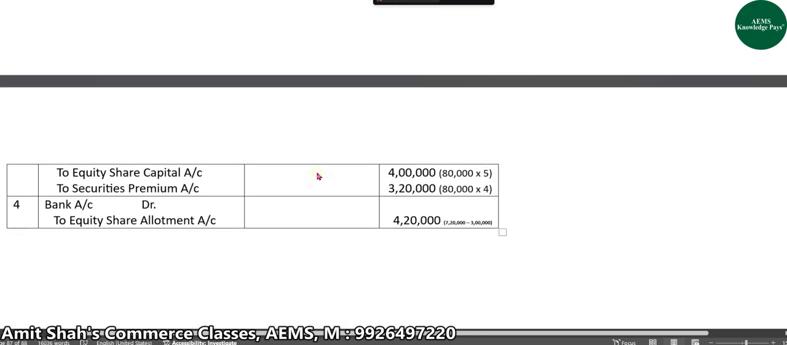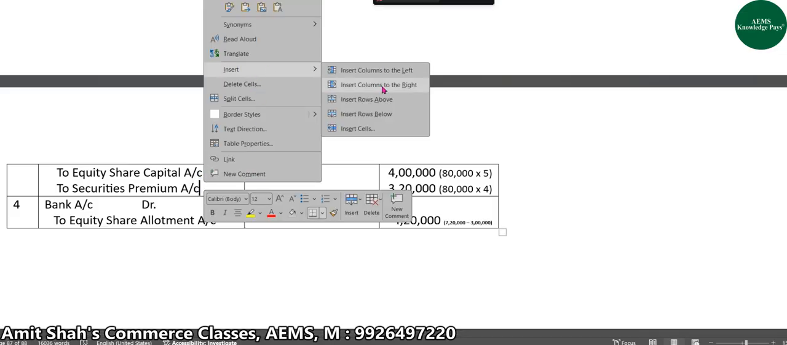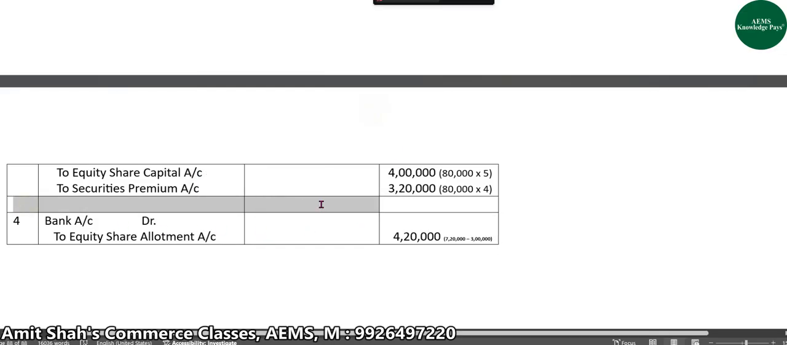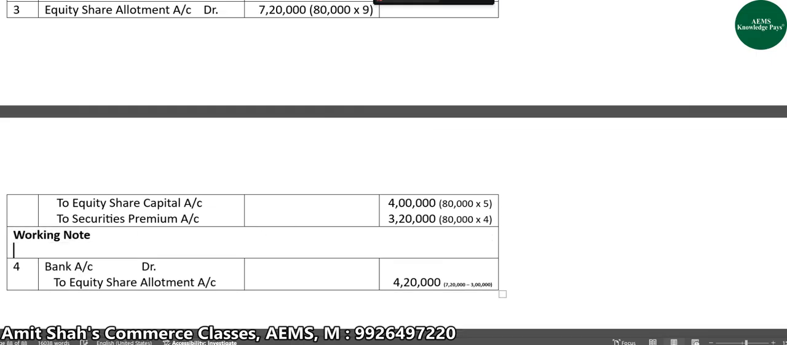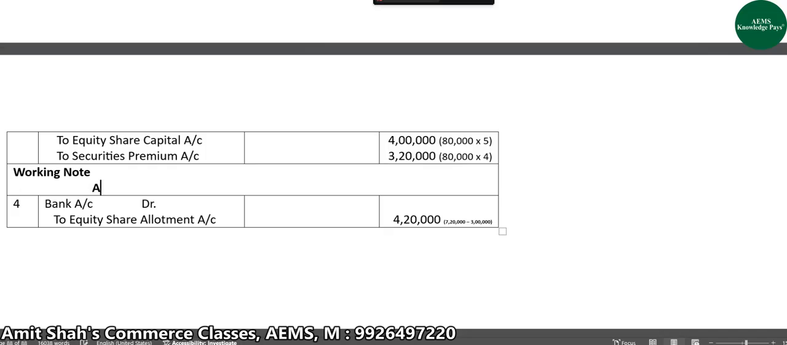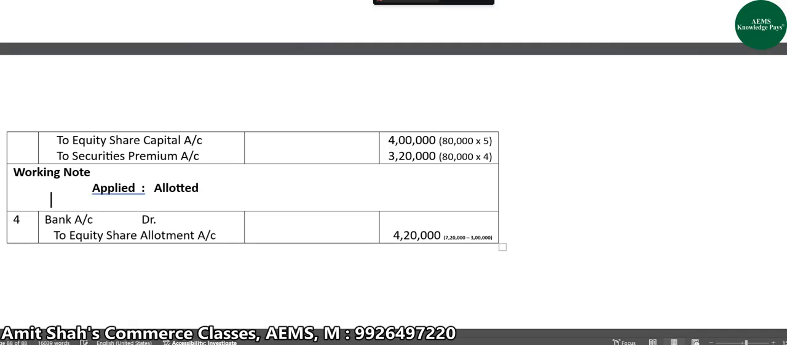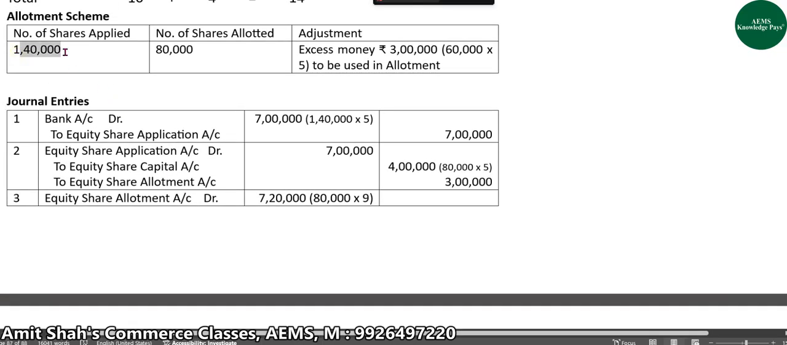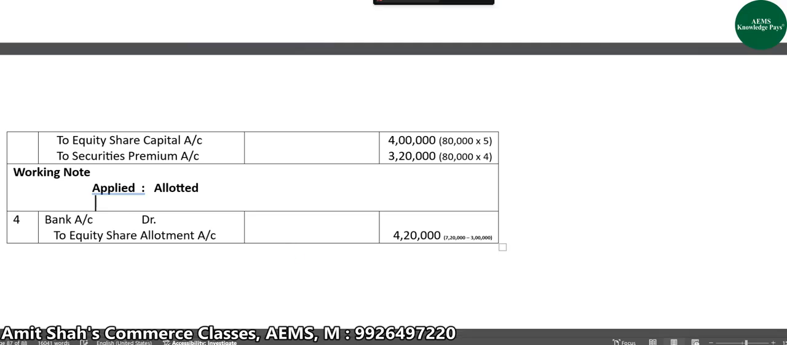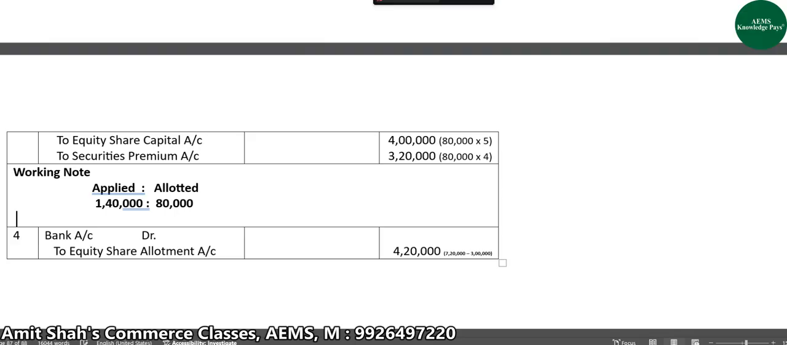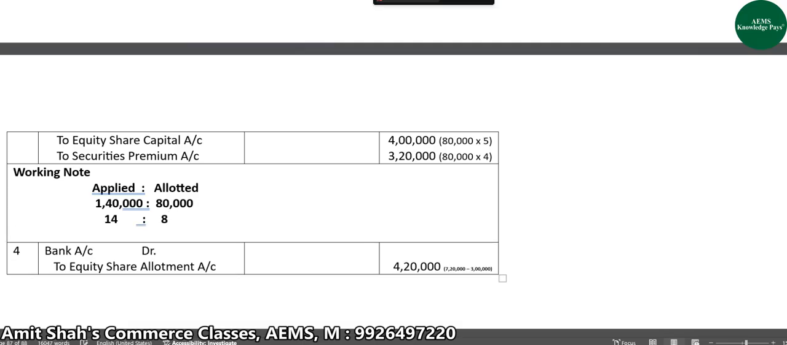right? And for that, here I am making a working note. Applied versus allotted. In totality, applied versus allotted is 1 lakh 40 versus 80,000. It means the applied to allotted ratio is 14 is to 8, which can further be divided by 2. So it would be 7 is to 4.